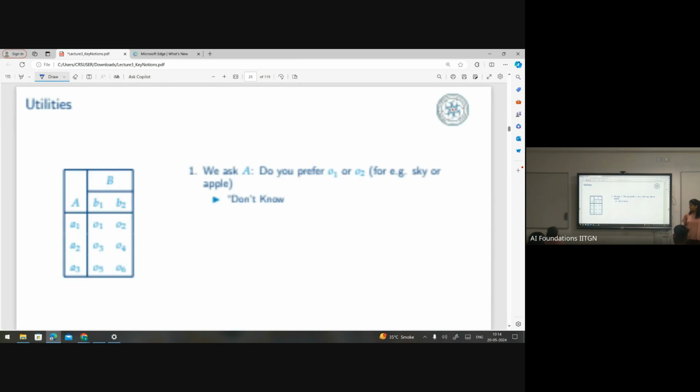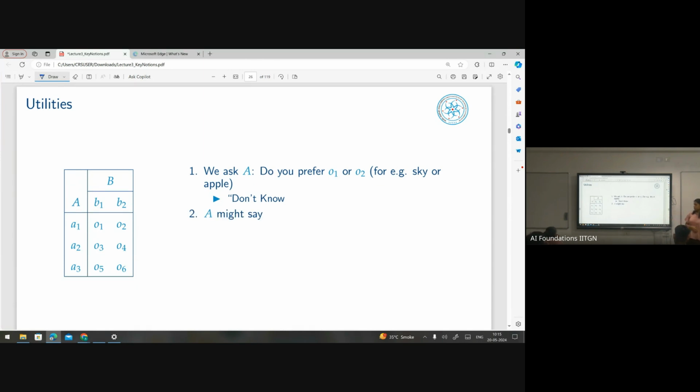But what if O1 is sky and O2 is apple? What would A say? Do you prefer sky or do you prefer apple? It is something that it cannot compare. So A will say, I don't know. In that case, we cannot really populate the matrix.